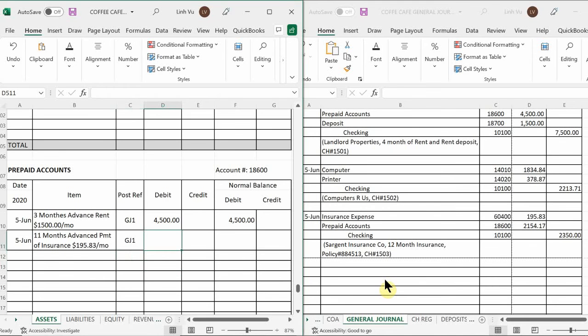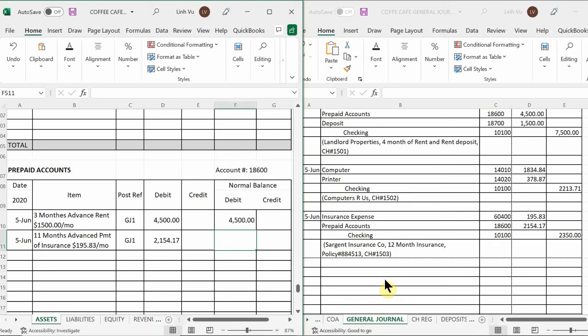So in this case, on my journal, I enter $2,054.17 worth of insurance on the debit side. Because we are increasing our prepaid accounts, right, because we have a prepaid rent, now I did another prepaid account for insurance. Because I'm increasing this account by using a debit, I need to figure out what my account balance is at the end of this transaction.